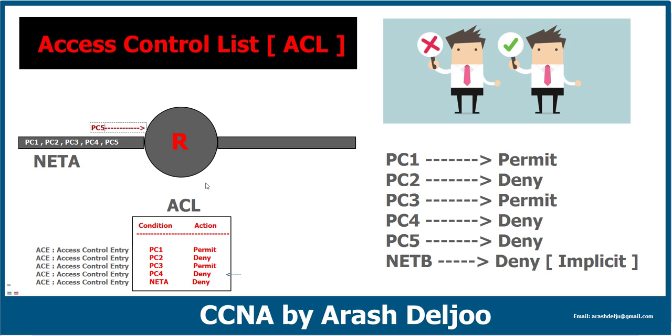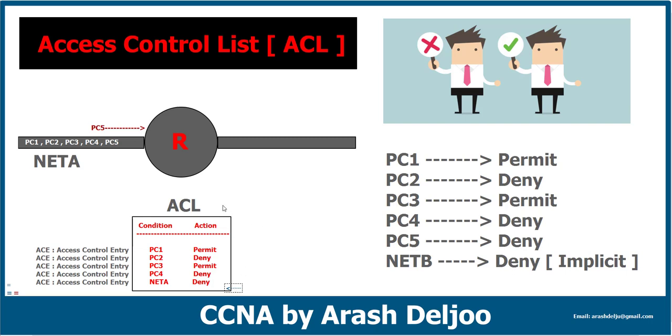The traffic received from PC5 cannot match with the first line, second line, third line, or fourth line, but it can match with the condition that if the traffic is received from net H, you should deny it. Because of that, the traffic is denied. And also, if the traffic is received from any other IP address that does not match these 5 conditions, for example net B, implicitly this traffic is denied by the implicit deny any on the last line of the ACL.